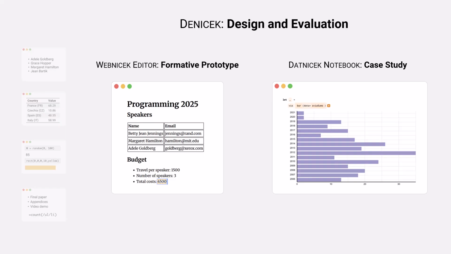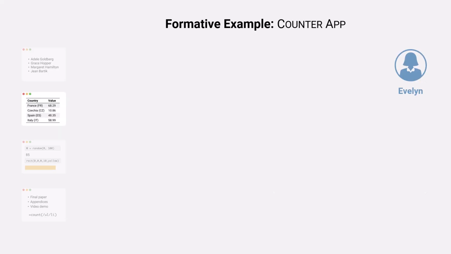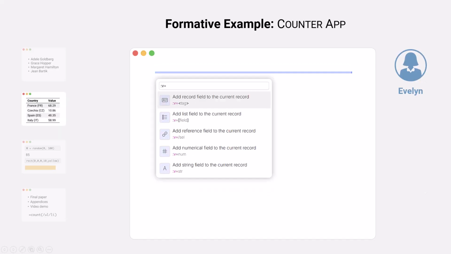We co-designed Denicek with a formative prototype programming system called Denicek. To evaluate our design, we then use it to build an innovative notebook system for data science called Denicek. During the design phase, we use a series of formative examples. In the first one, Evelyn builds a counter app.